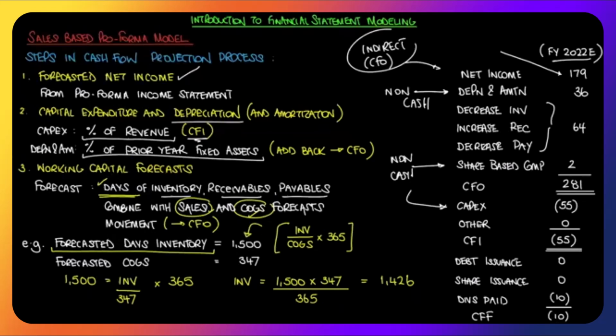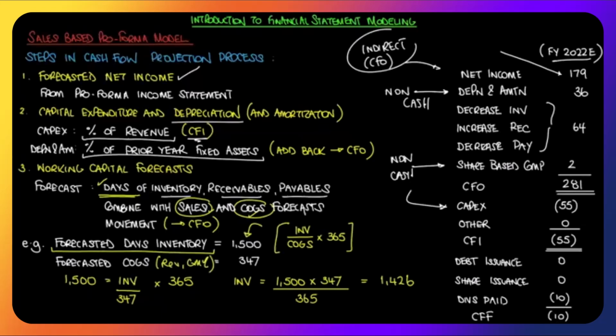Now, if you're thinking, hang on, Richie, this is a ludicrous number. This is a maker of cognac. So their product ages for literally years, hence the rather large number. We have a forecasted days of inventory of 1500. COGS has been forecasted at 347. That used revenue and the gross margin.